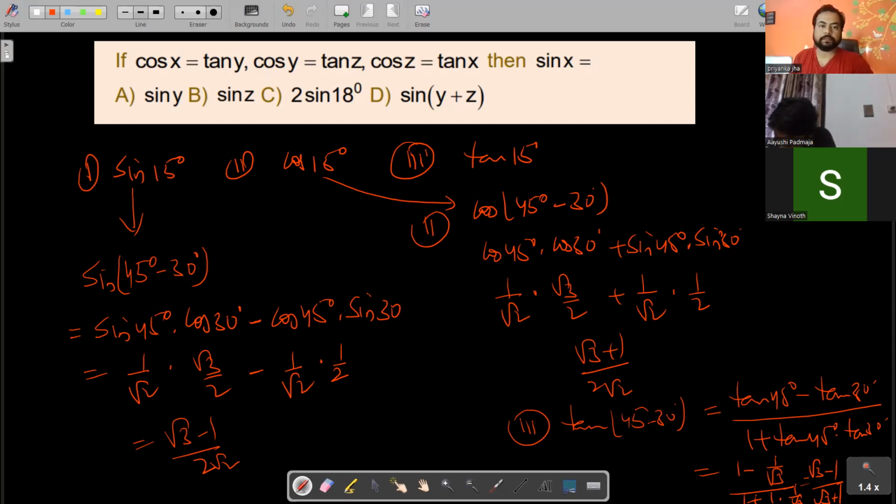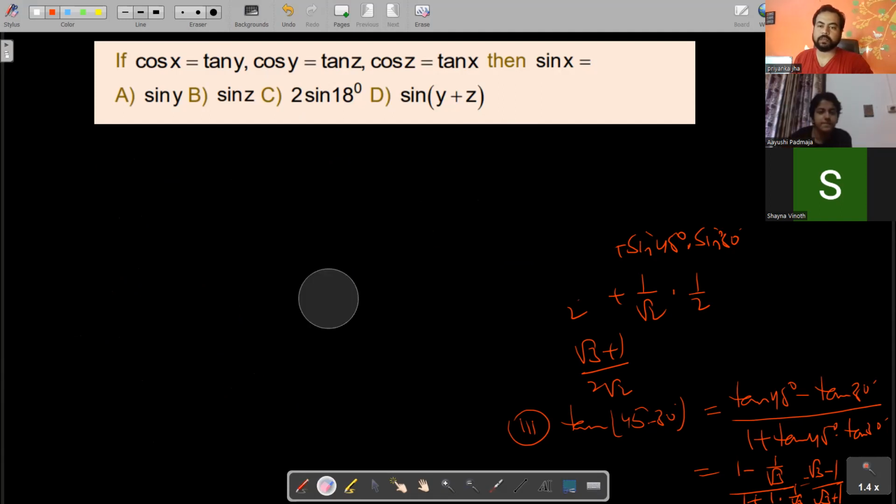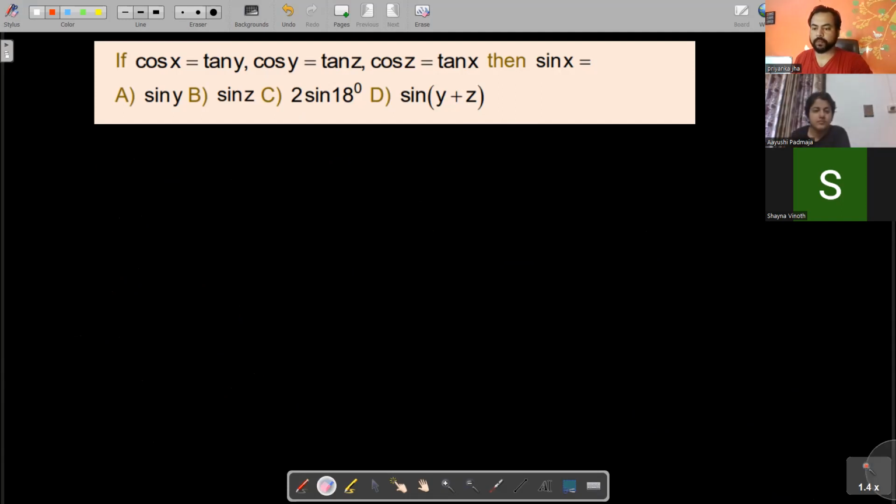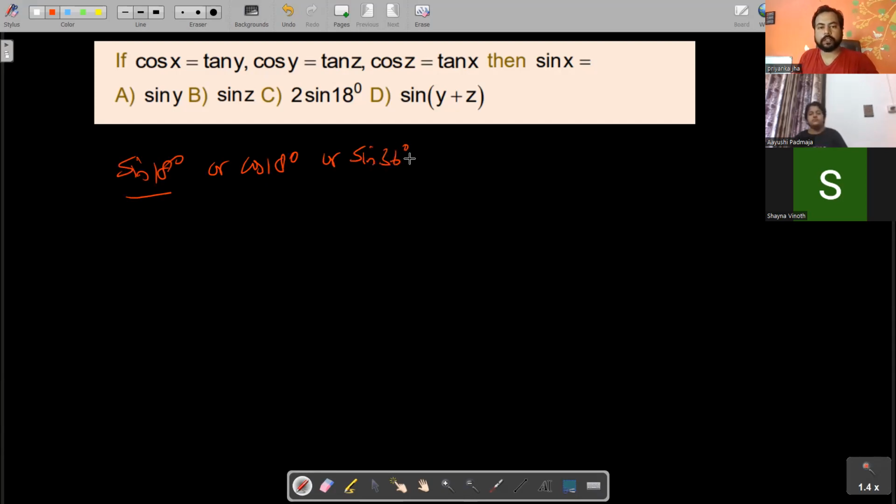Now, second thing is, similarly, you can find any angles. Suppose I want to find sine 18 or cos 18 or any angle. How would you find that? Or suppose sine 36 or cos 36, etc. How would you find? In this case, sine 18 degree, we write this 90 degree as 5 into 18. This is the method.